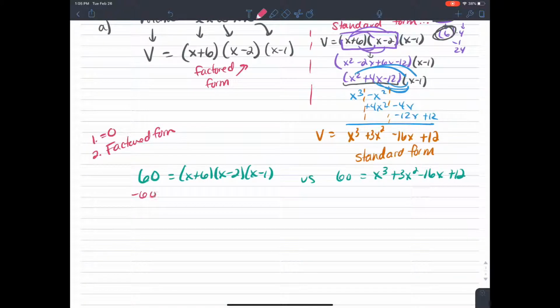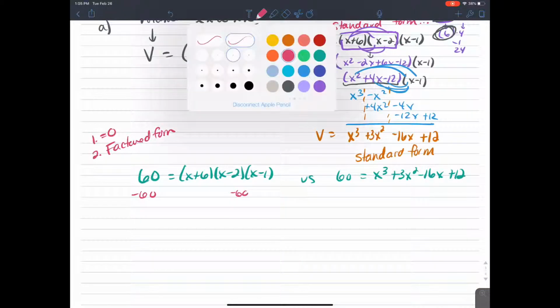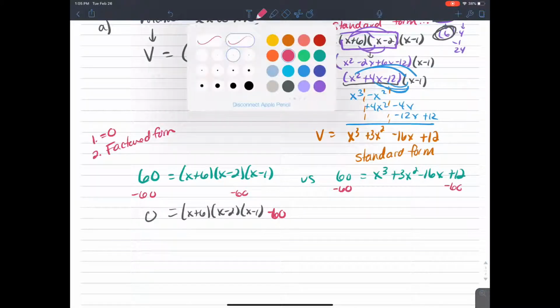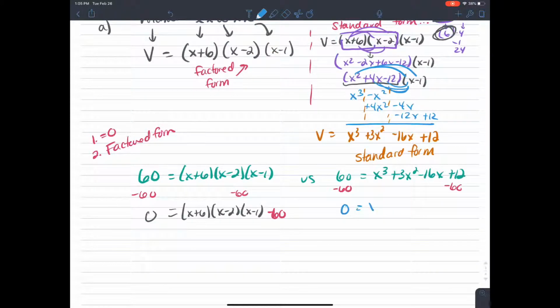So in both of these, I'm going to subtract 60 from both sides and rewrite them. So this would be 0 equals (x plus 6)(x minus 2)(x minus 1), and then that minus 60 is off at the end. Whereas over here, if I subtract 60, my answer would be 0 equals x cubed plus 3x squared minus 16x, and then 12 minus 60. There's more negatives, and the difference between 60 and 12 would be 48.